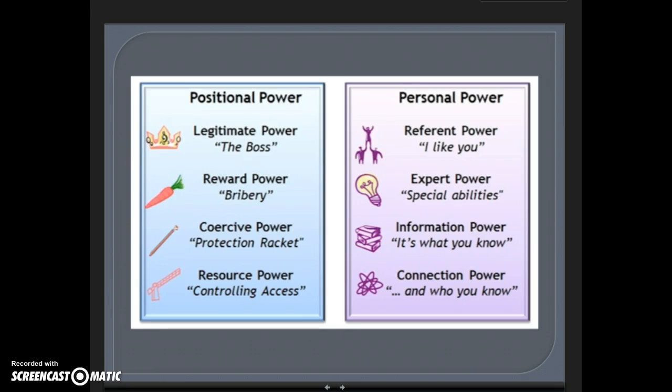One's personal, one's positional. So personal, the referent, the expert power. People also tend to include information power. It's what you know how to do, and then connection power, and who you know. Where on positional power, we have legitimate, reward, coercive, and then the added piece is resource power, so controlling access to resources.